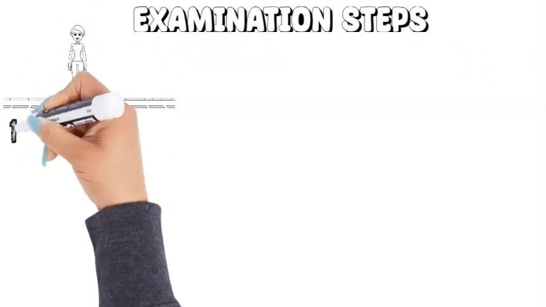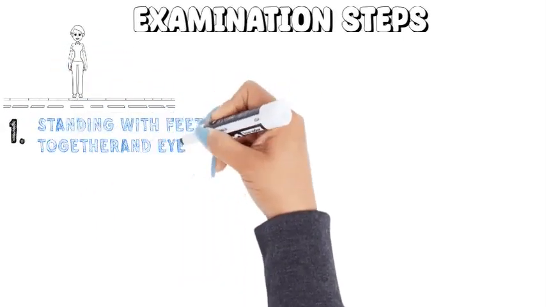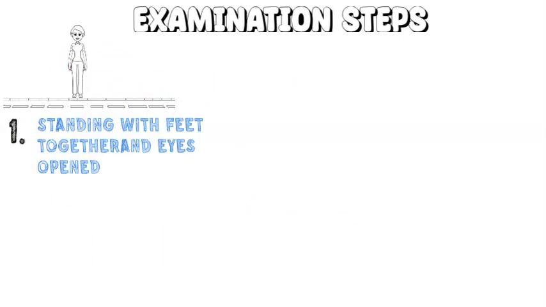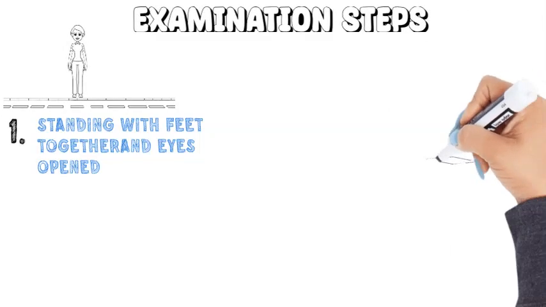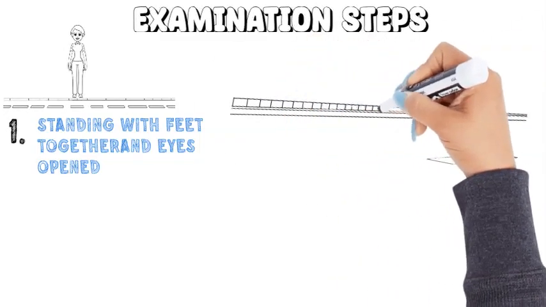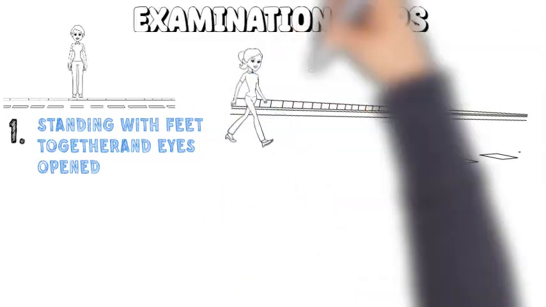First of all, ask the patient to stand with their feet together while their eyes are open. Swaying, lurching, or unsteadiness can indicate cerebellar dysfunction. Then ask the patient to close their eyes, and any unsteadiness indicates sensory ataxia.